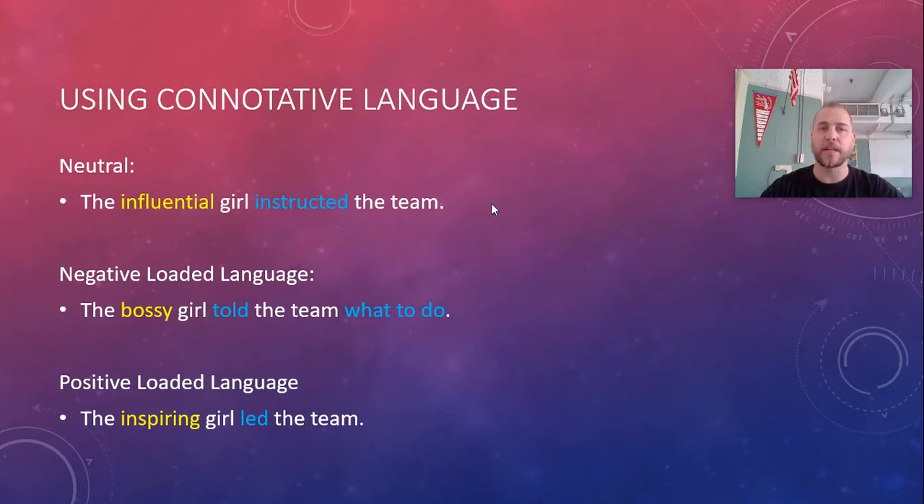Now, this has the same general meaning. You're not changing the meaning of the sentence, but you're changing the connotation of what this girl is doing. You're making her seem bossy and telling people what to do. On the other hand, you may want to make this girl seem more positive, right? And so you could say the inspiring girl led the team. And so all three of these sentences technically have the same denotative meaning, but they all have very different connotations. And this is how you play around with it when you're using language.